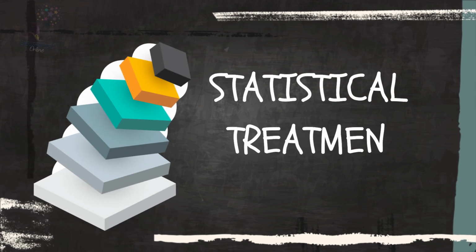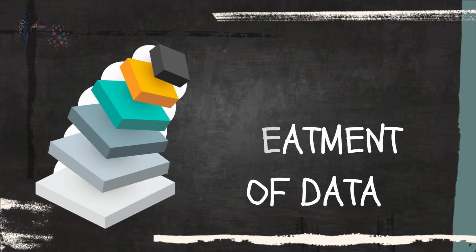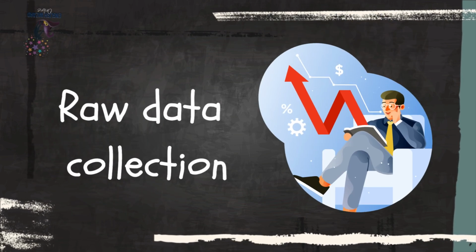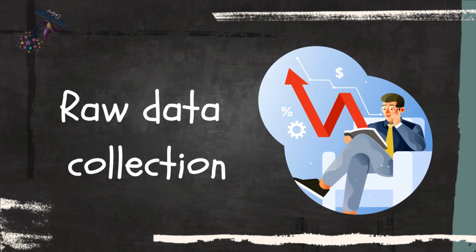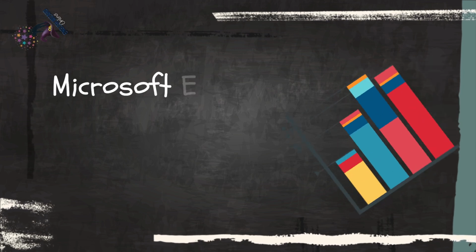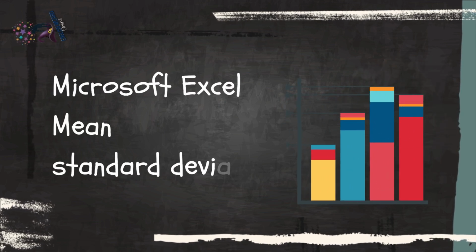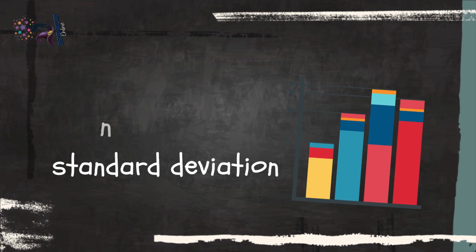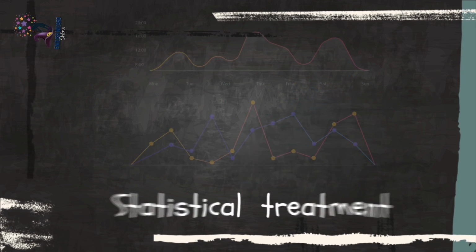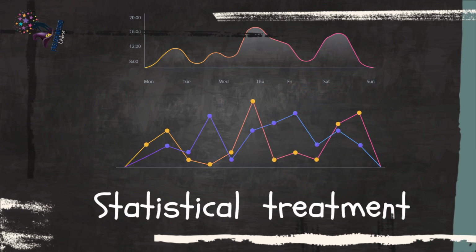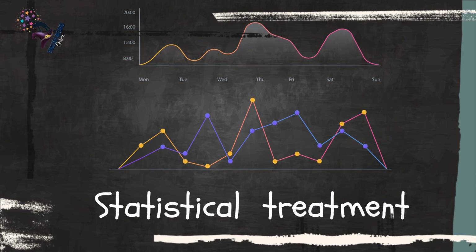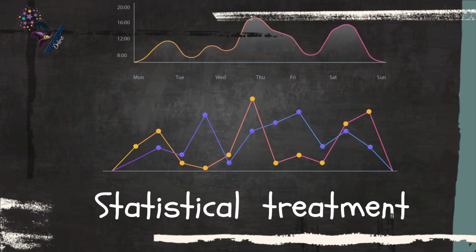Statistical treatment of data is important in thesis writing in order to make use of the data in the right form. Raw data collection is only one aspect of any experiment. The process includes statistical analysis using Microsoft Excel, mean and standard deviation. The term statistical treatment means applying a statistical method to a data set to draw meaning from it.